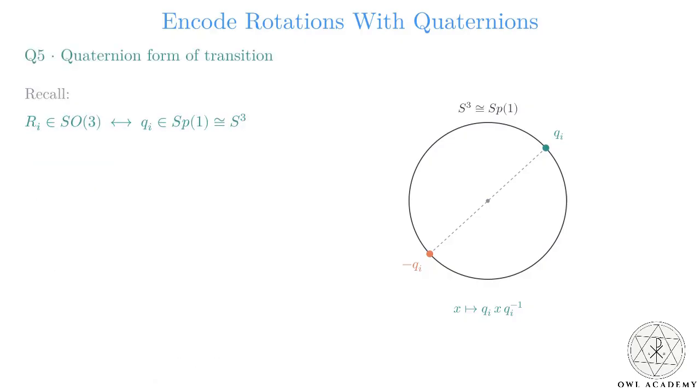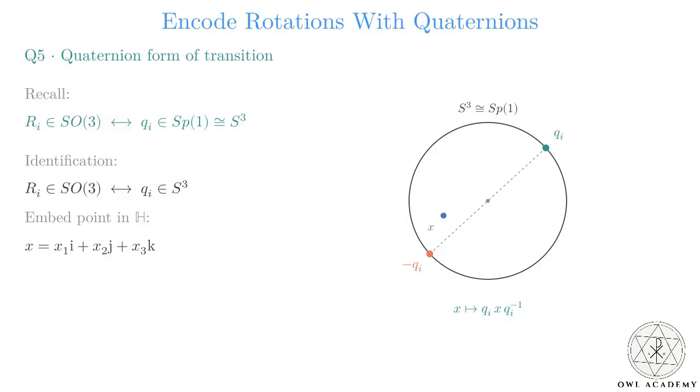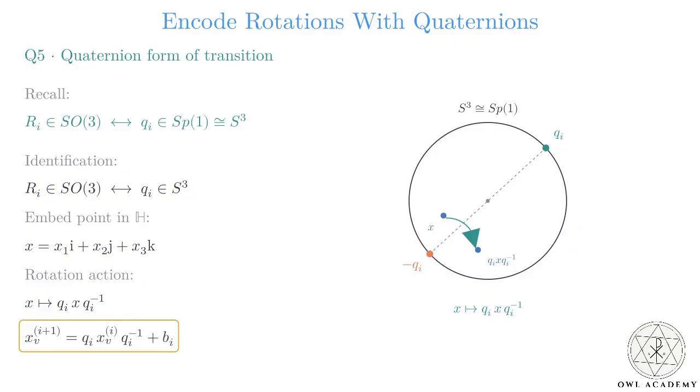Step 5. Every rotation matrix corresponds to a unit quaternion on the 3-sphere. Each rotation R sub I in SO3 is represented by a unit quaternion Q sub I on the 3-sphere. A point X in R3 is identified with a pure imaginary quaternion, X1 i plus X2 j plus X3 k. Rotation by Q sub I acts on X by the sandwich product Q x Q inverse. So the transition equation becomes XV at step I plus 1 equals QI times XV at step I times QI inverse plus BI, but there's a subtlety. Q and minus Q give the exact same rotation.